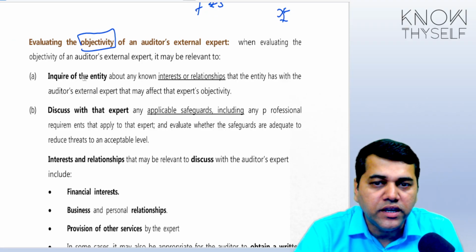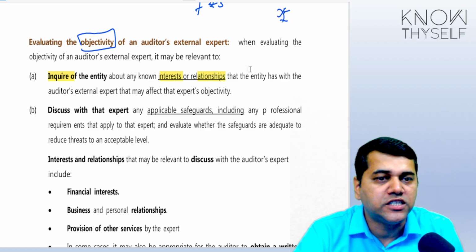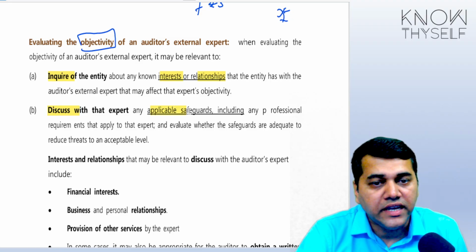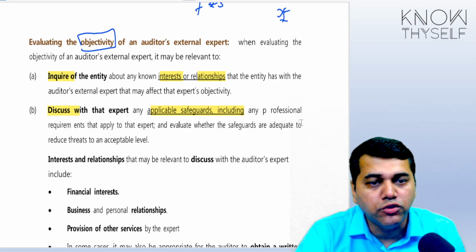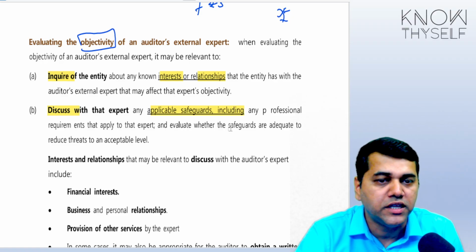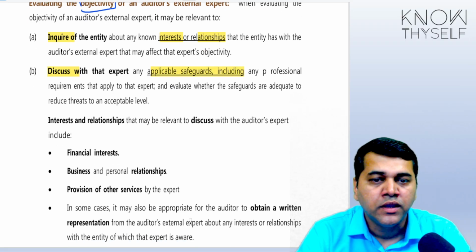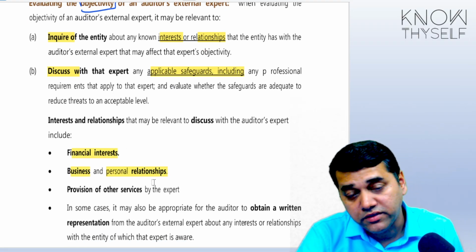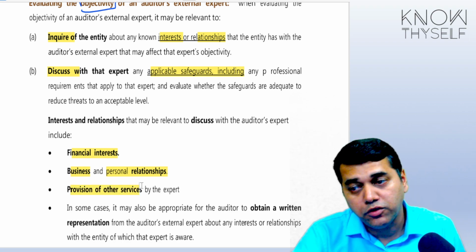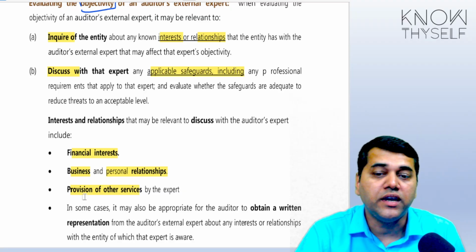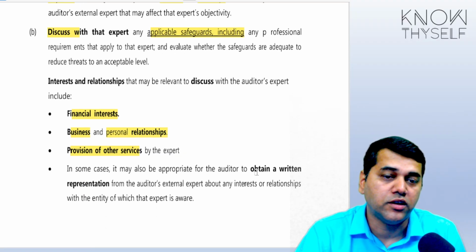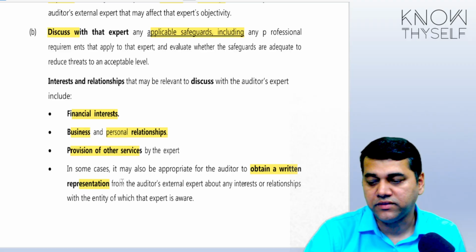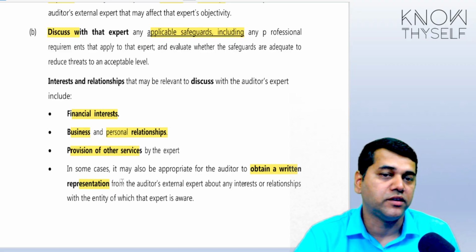One, inquire about the interest or relationship that the entity has with the external expert. Discuss any safeguards applicable, including any professional requirements that apply to the expert. Evaluate whether the safeguards are adequate. The interest and relationship can be financial interest, business, or any personal relationship. He may be giving some other type of services. In some cases it may be appropriate to obtain a written representation. So this is how you are going to address the objectivity and competency related issues.